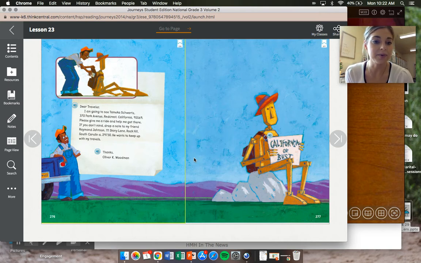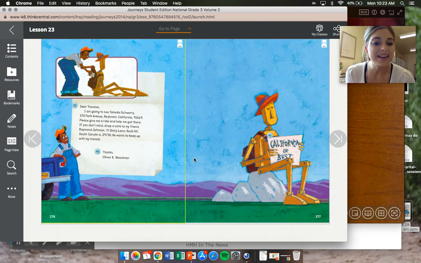Dear traveler, I am going to see Tamika Schwartz, 370 Park Avenue, Redcrest, California, 95569. Please give me a ride and help me get there. If you don't mind, drop a note to my friend Raymond Jackson, 111 Stony Lake, Rock Hill, South Carolina.